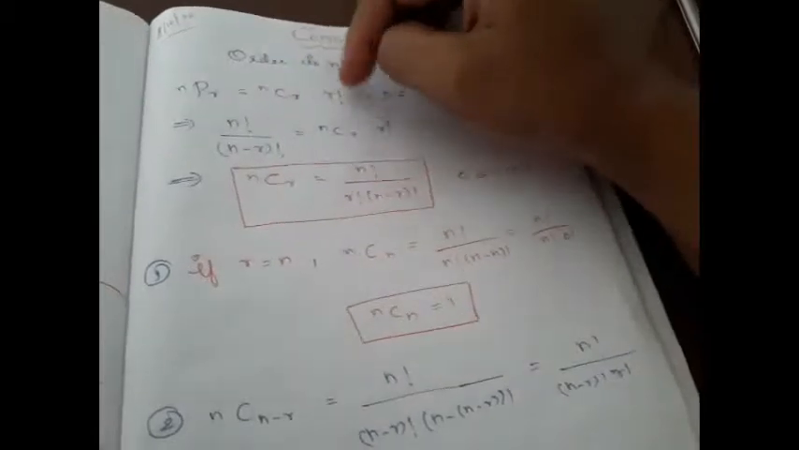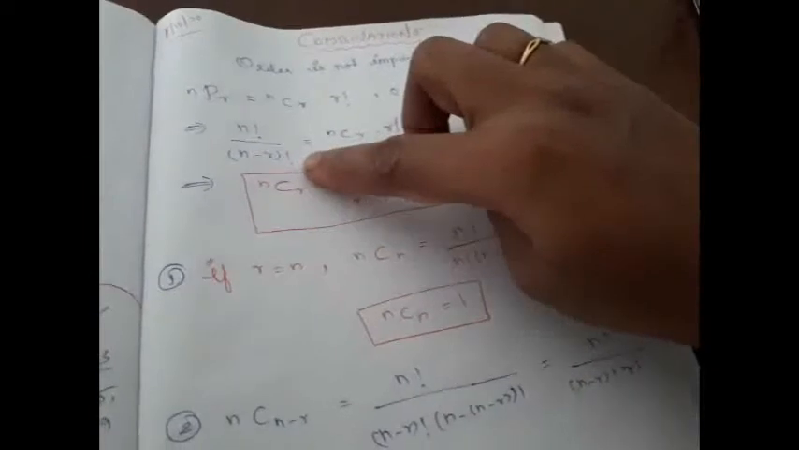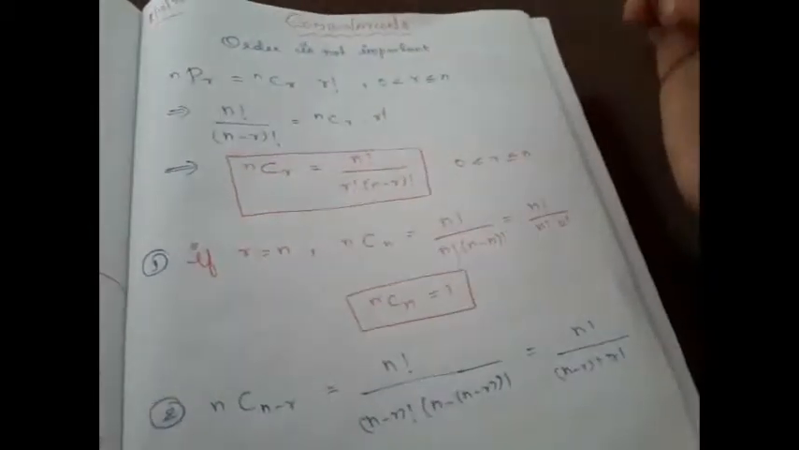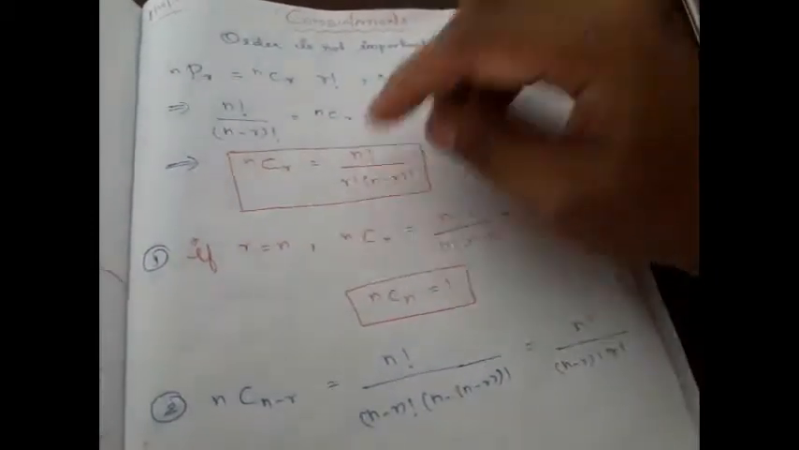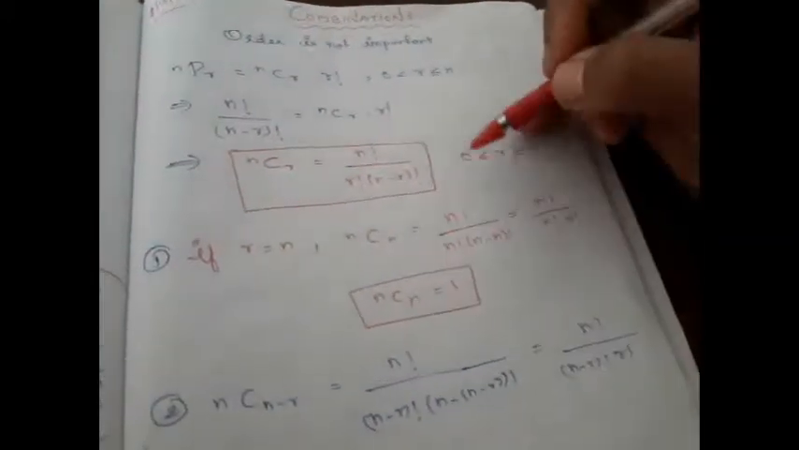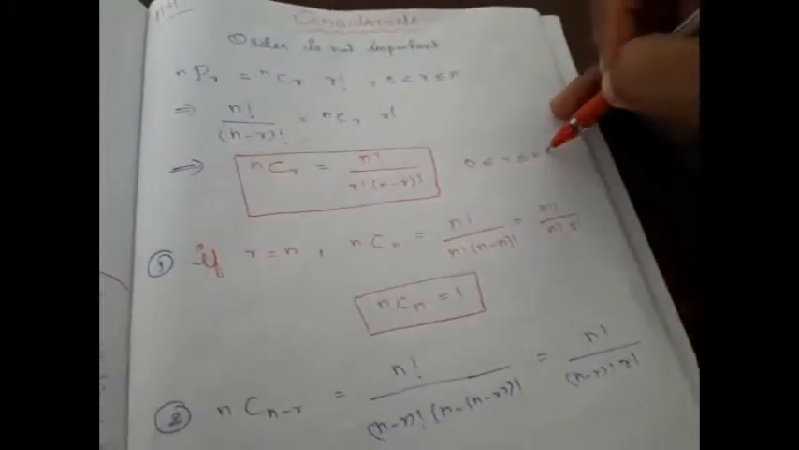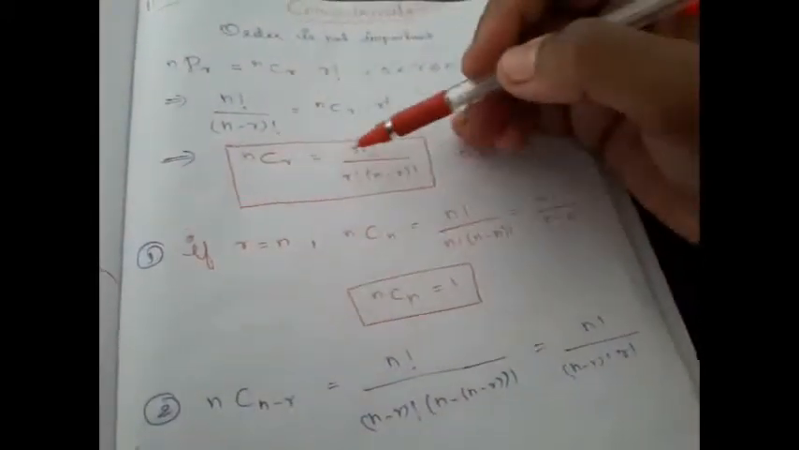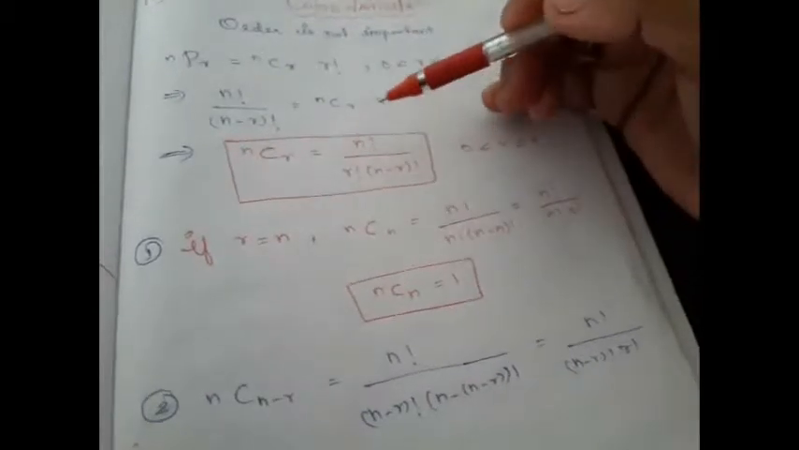We see nPr can be written as nCr into r factorial. What is the nPr formula? n factorial divided by (n minus r) factorial. So the nCr formula is n factorial divided by r factorial into (n minus r) factorial, right? What is nCr? n factorial divided by r factorial into (n minus r) factorial, where 0 is less than or equal to r, which is less than or equal to n, right? So nCr can also be written as 1 by r factorial into nPr.